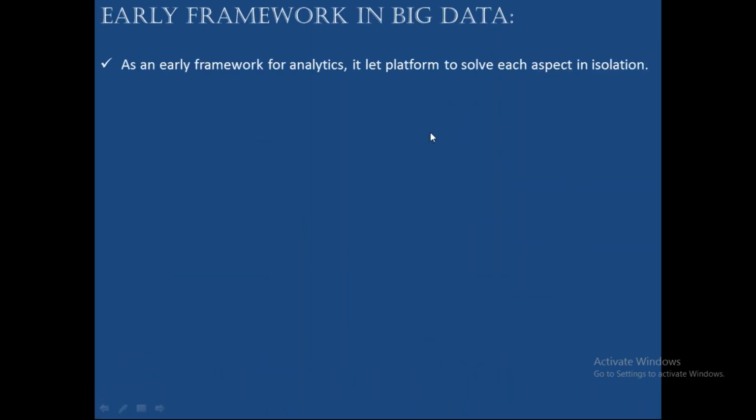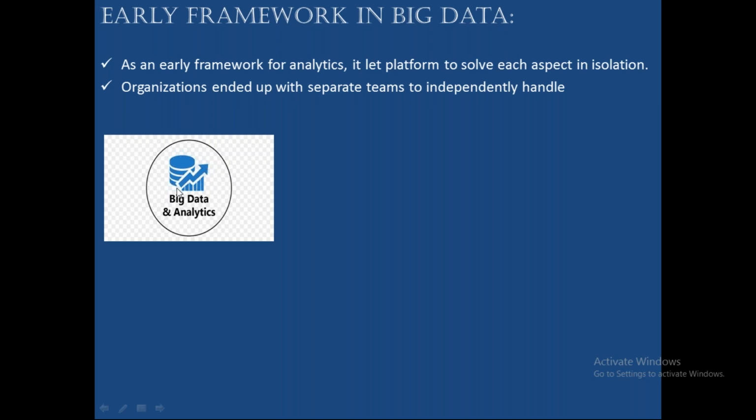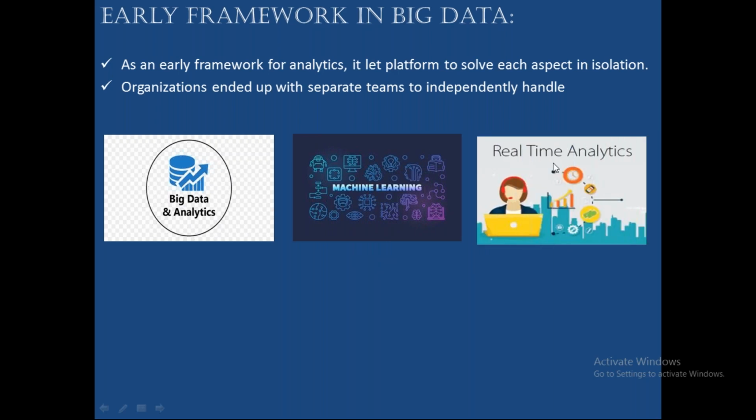Just move on. So the early framework in big data, as an early framework for analytics, led the platform to solve each aspect in isolation. Organizations ended up with separate teams to independently handle each. For example, to apply big data analytics, you have a separate team. To do machine learning, we have a separate team. For real-time analytics, we have a separate team.